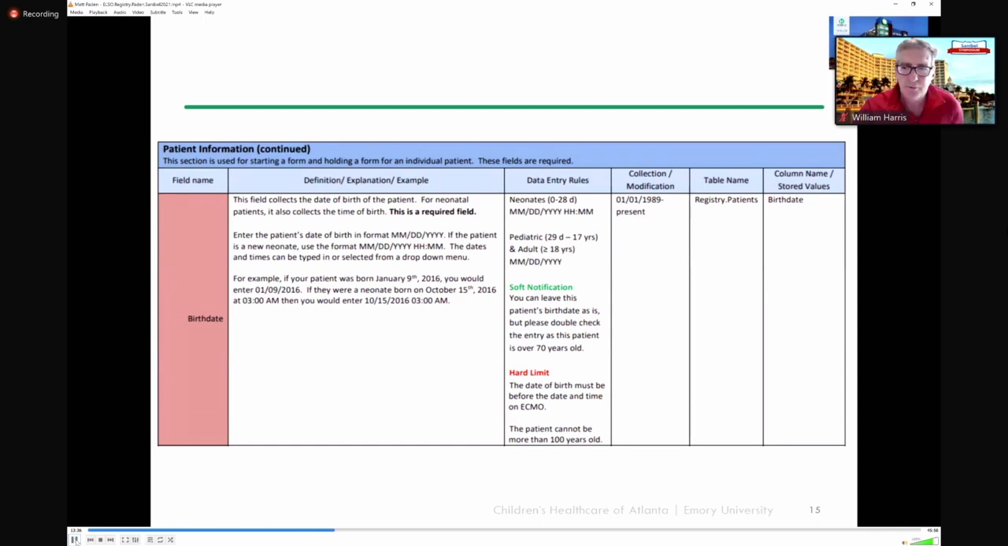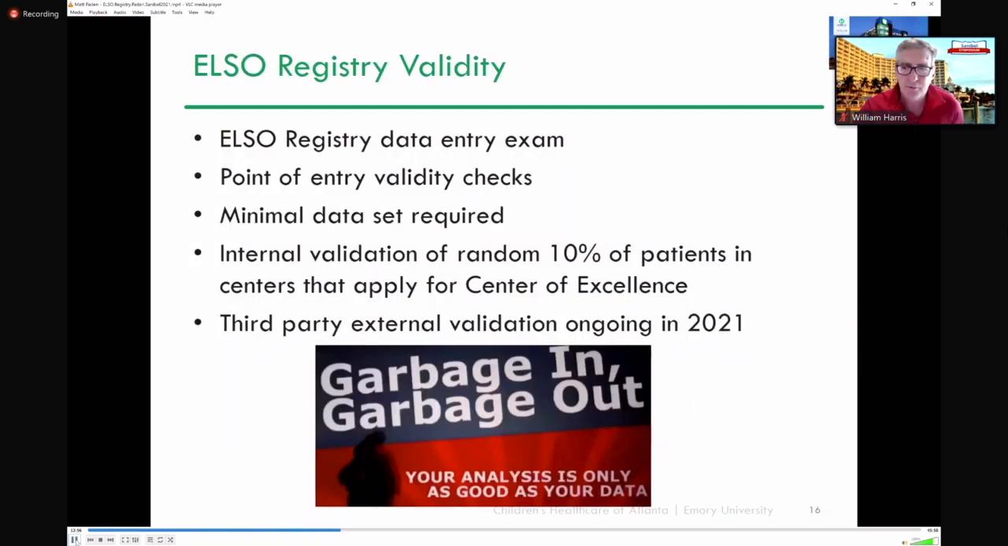Again, for patients more than 100 years old, in the vast majority of cases that's going to be wrong. And so we put a hard limit in there. Now, if you decide to put a 101-year-old patient on, that's fine. Give us a phone call. We can take care of that for you. But again, that's there to help protect against errors at the time of data entry.